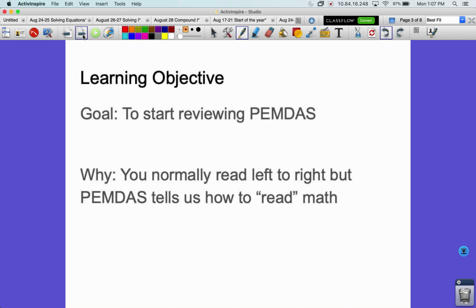PEMDAS is the order of operations in math. And so why do we need to know that? Well, just like how you need to know to read left to right in a book, PEMDAS tells you how to read the math. And you don't always read math left to right. Sometimes you read it or you compute it inside out, or you jump all over the place.